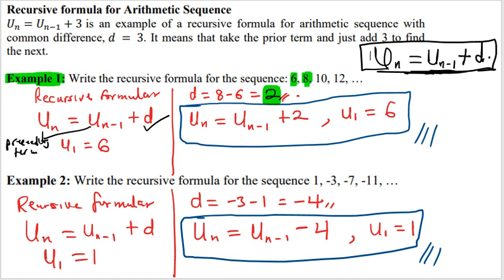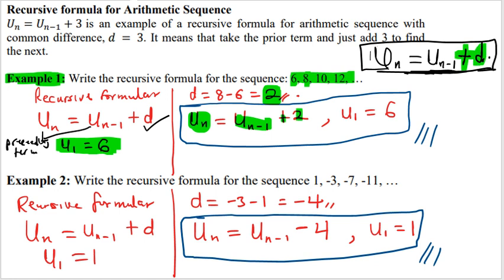Now in this question, looking at the sequence here, you can see that I know my first term to be 6. Because I know my first term is 6, I can find the 2nd term. If I am finding the 2nd term, then u1 becomes my preceding term. Is that right? So un is going to be un minus 1 plus the common difference. That's the general formula. The common difference is 2.